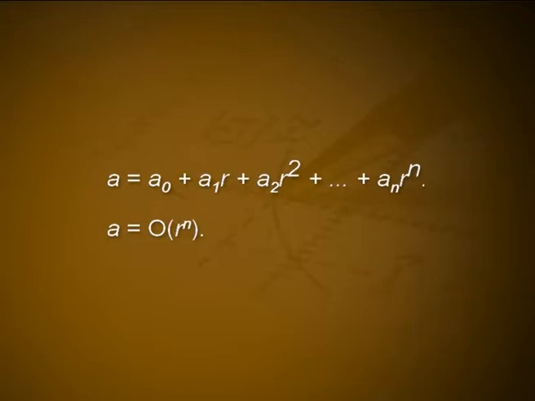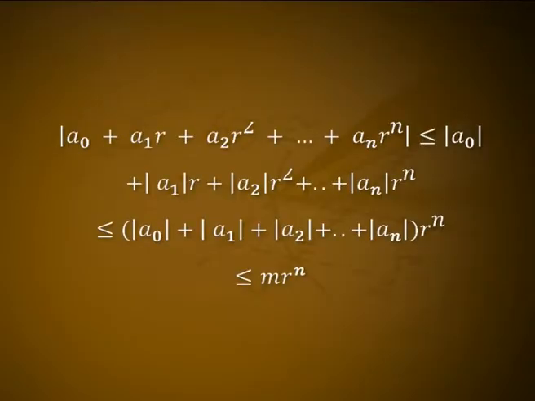Example. Let a = a_0 + a_1 r + a_2 r^2 + etc. + a_n r^n, then a is in O(r^n). Since |a_0 + a_1 r + etc. + a_n r^n| is less than or equal to |a_0| + |a_1| r + |a_2| r^2 + etc. + |a_n| r^n, that is less than or equal to (|a_0| + |a_1| + etc. + |a_n|) r^n, that is less than or equal to some m r^n. That is, a is asymptotically dominated by r^n.